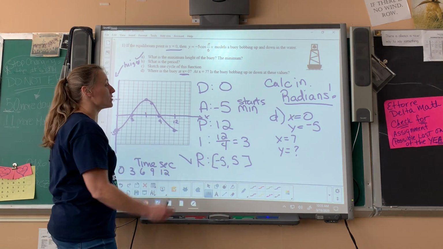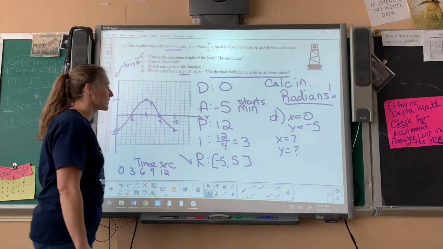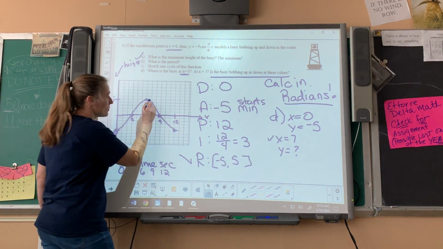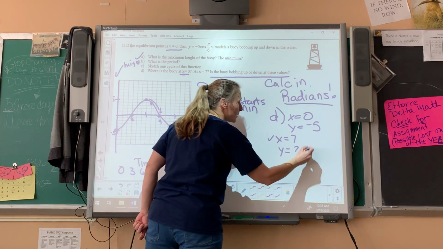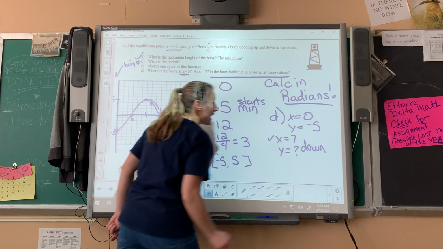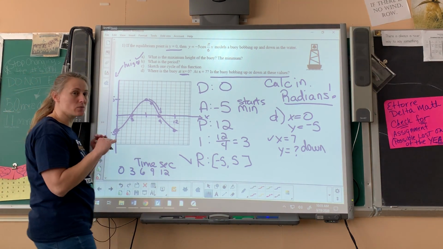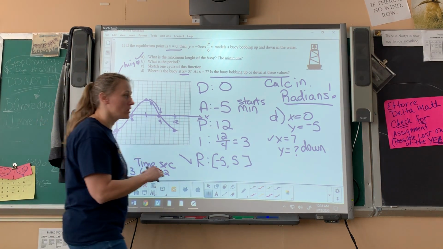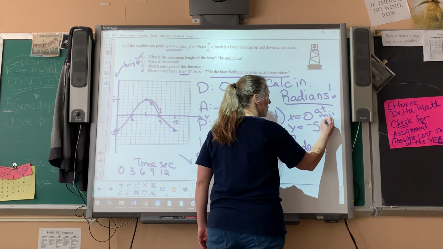At this point though, it's always asking, is it bobbing up or down at this value? At X equals 7, you can see that we're going down right now. So the buoy's going down. At 0, for this one, the graph isn't doing anything. The buoy is at its lowest point, so it's not going up or down. So it's at the min, no movement.